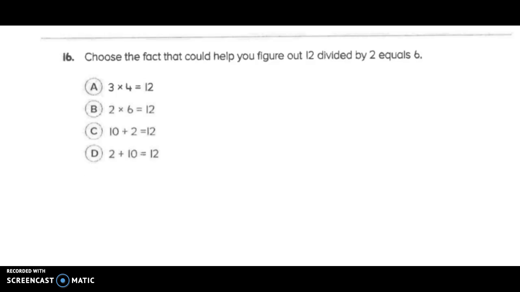Number 16. Choose the fact that could help you figure out 12 divided by 2 equals 6. A. 3 times 4 equals 12. B. 2 times 6 equals 12. C. 10 plus 2 equals 12. D. 2 plus 10 equals 12.